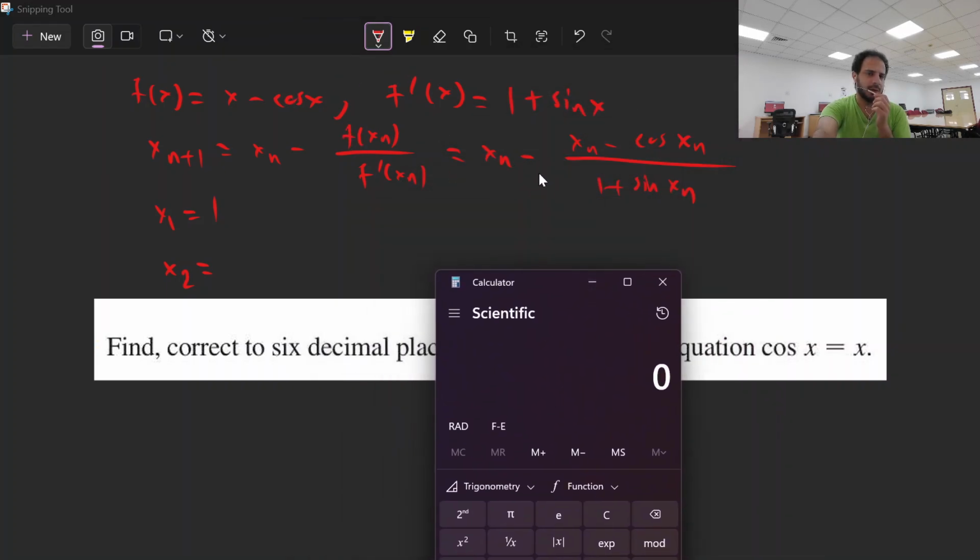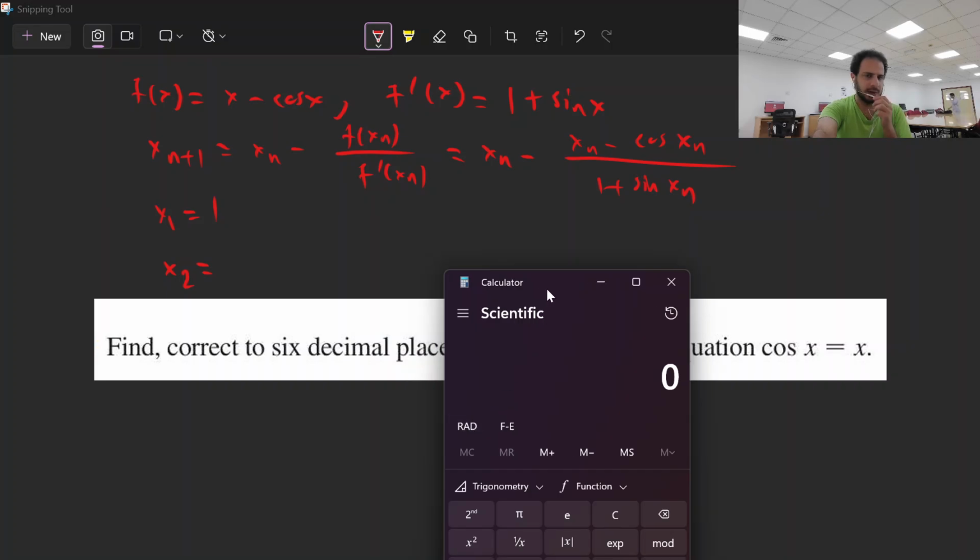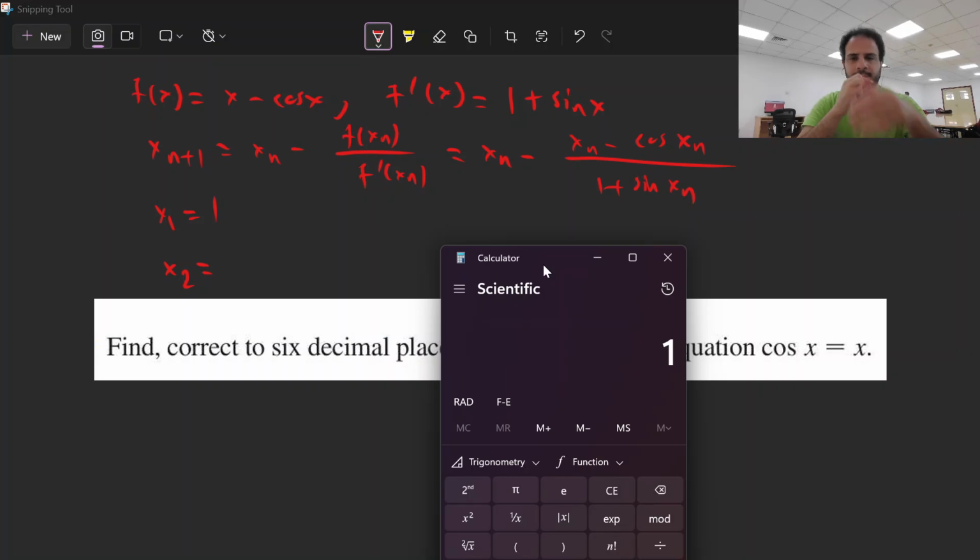So the formula here is xn minus cosine xn over 1 plus sine xn. So let's do it. It's radians and we can start. So you have 1 minus open parentheses, then 1 minus cosine 1, close the parentheses, then divide, open parentheses, 1 plus sine 1, close the parentheses. Now divide, you get this number.